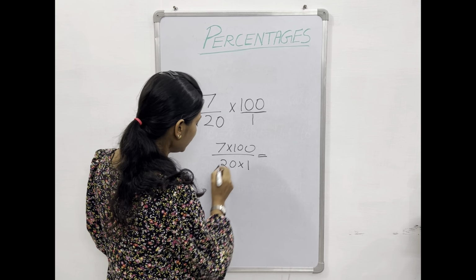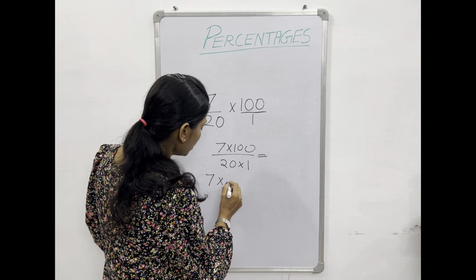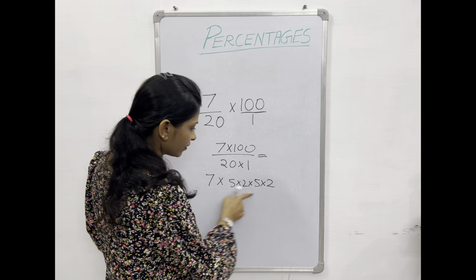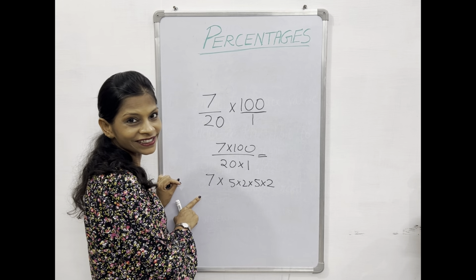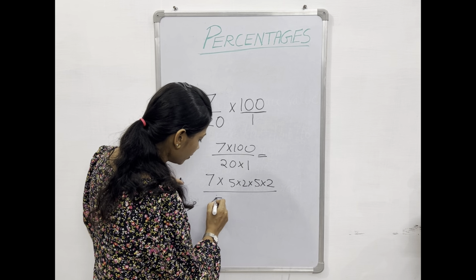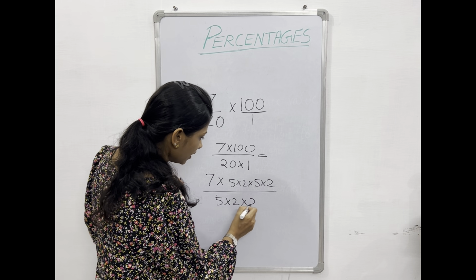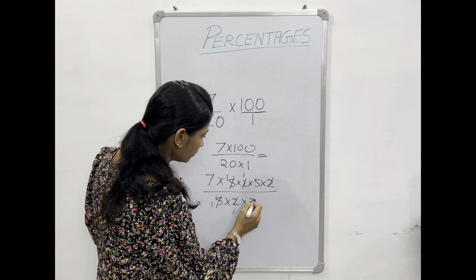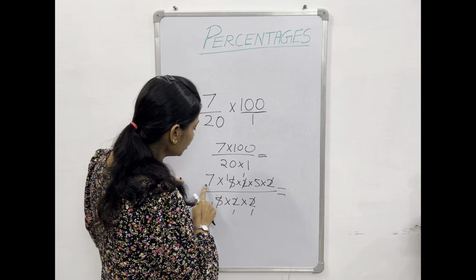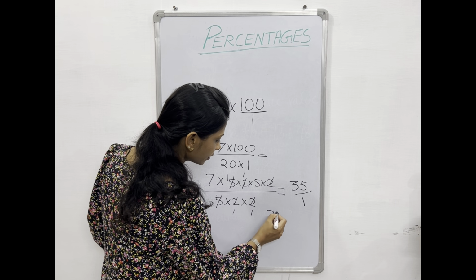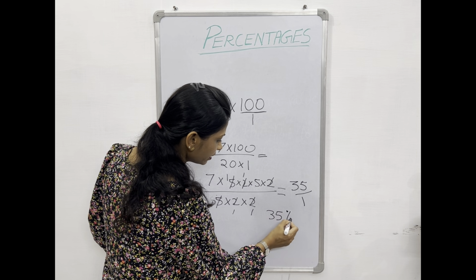Now, to simplify, 7 times 100 is 7 times 5 times 2 times 5 times 2. This is prime factorization. You can watch my video on prime factorization in the shorts. Prime factorization of 20 is 5 times 2 times 2. Now a 5 divided by 5 is 1, I make it 1. 2 divided by 2 is 1, I make it 1. 2 divided by 2 is 1, I make it 1. In the numerator, I'm left with 7 times 5, which is 35. And in the denominator, I'm just left with 1. 35 over 1 means 35. And I'll put the percentage sign.